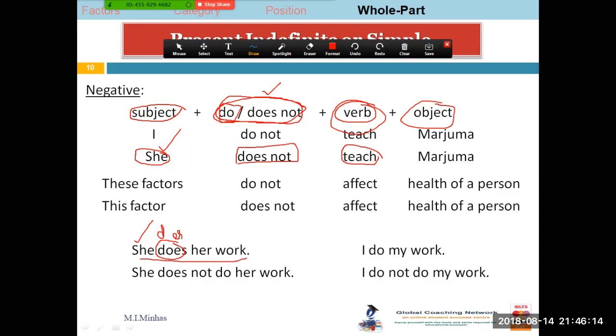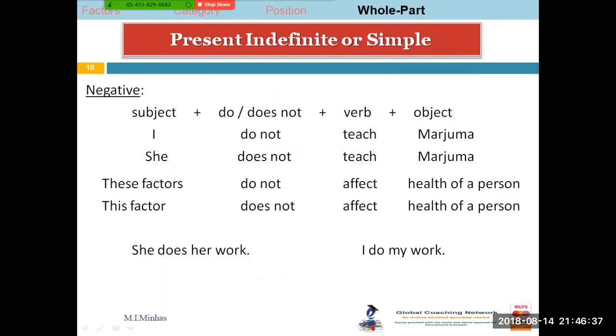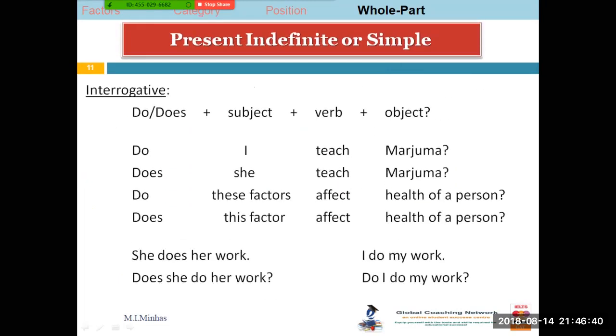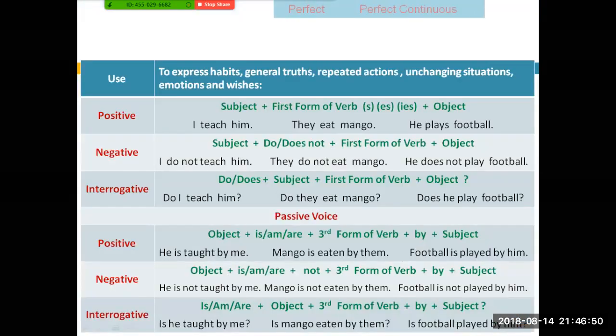So as per our structure, this is a subject, she, it will remain there. Then because it is she, we will add does not, as we studied in this structure. So we added does not, and after that we removed s or es from the verb, and we wrote only do here. Okay, so that was about negative, and then the last form of present indefinite tense or present simple tense is interrogative, and in that we just simply bring do or does in the start. That's it.